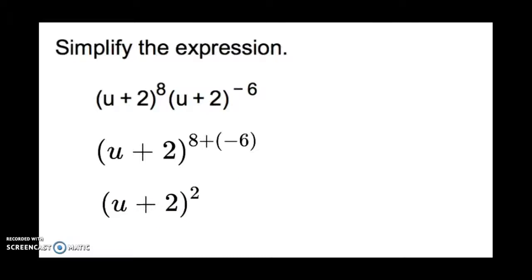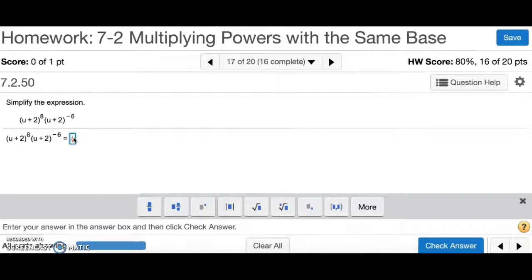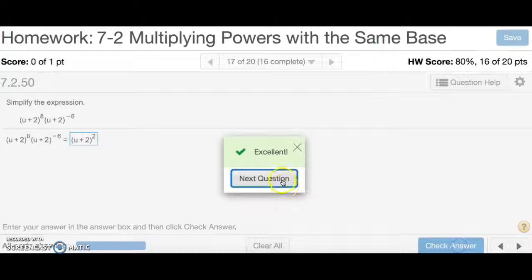So let's put that in. Typing that in, I have u plus 2 squared. And that's number 17.